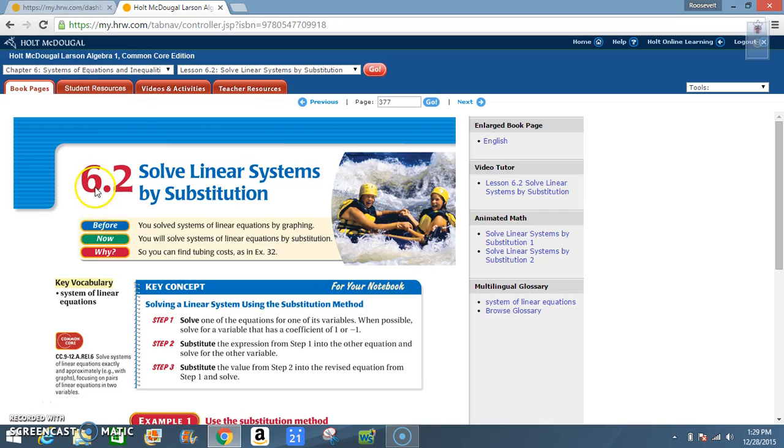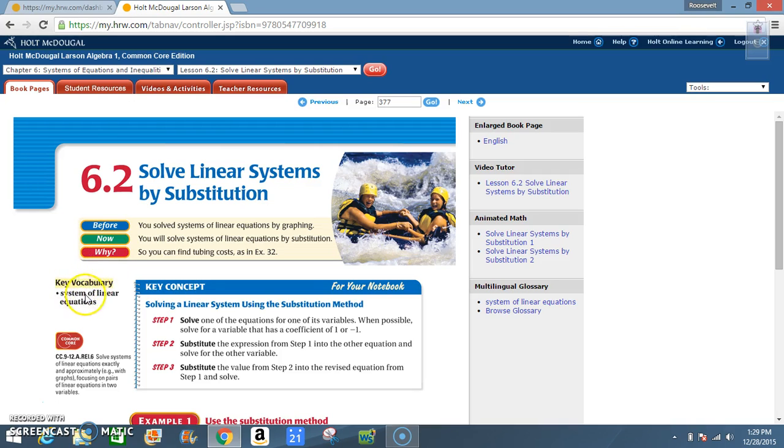Okay class, today we are in section 6.2, solve linear systems by substitution. Before, you solved systems of linear equations by graphing. Now, you will solve systems of linear equations by substitution. Why? So you can find tubing costs as in exercise 32.